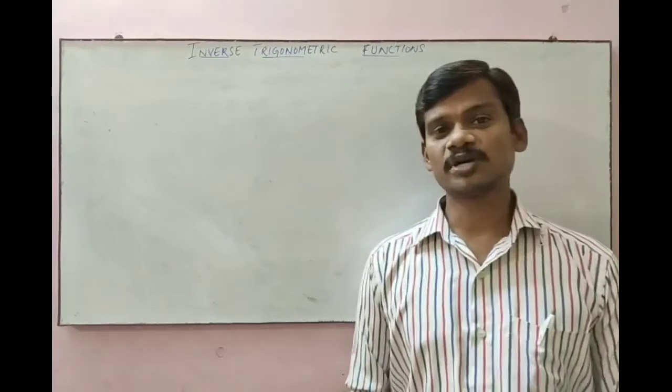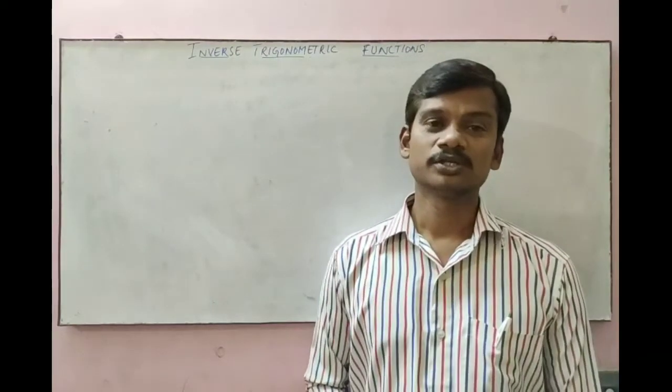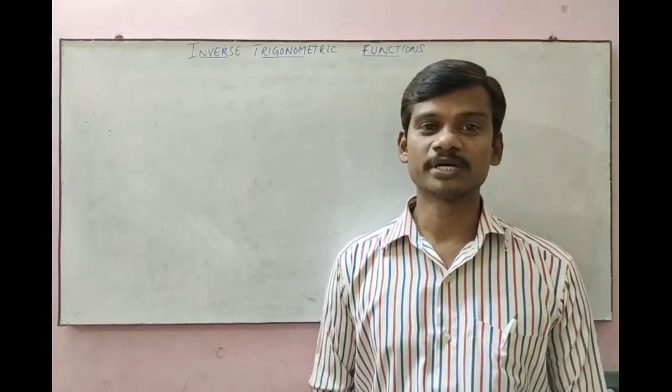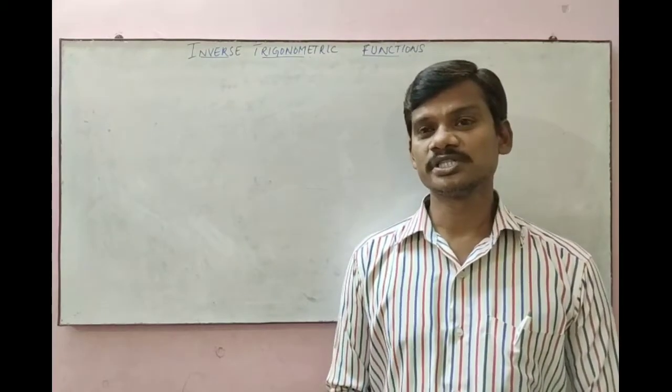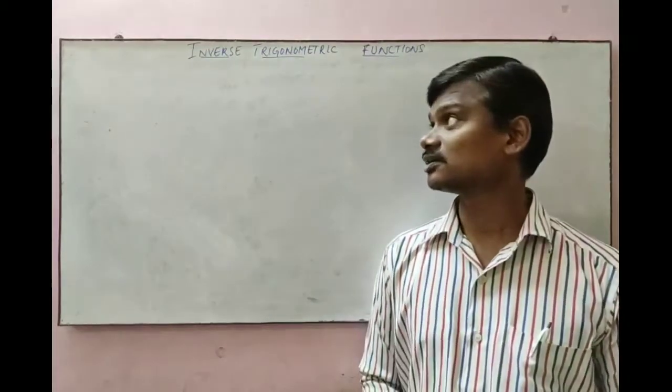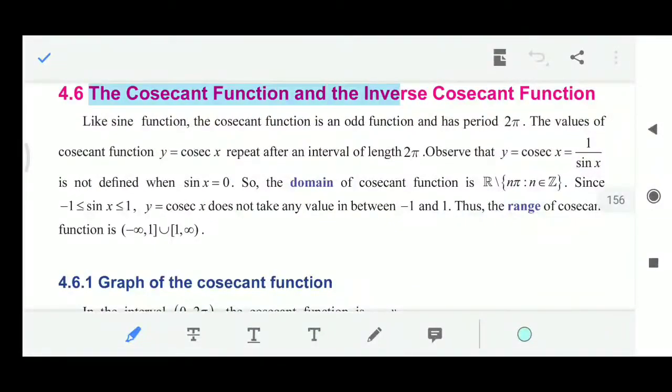That exercise 4.5 is also very important. From that exercise you will get 5 marks. Now we will see the cosecant, secant and the cotangent functions. Now let's see the cosecant function and inverse cosecant function.